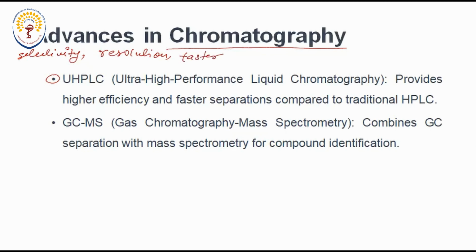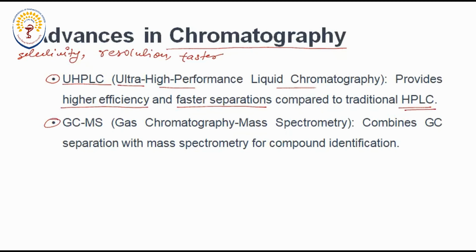So in this order, we have UHPLC. It is an upgraded version of HPLC. It is ultra high performance liquid chromatography. Obviously, this instrument will have higher efficiency and faster separation, and it will work faster than HPLC.